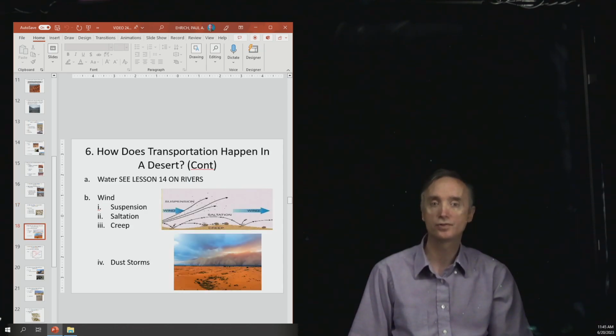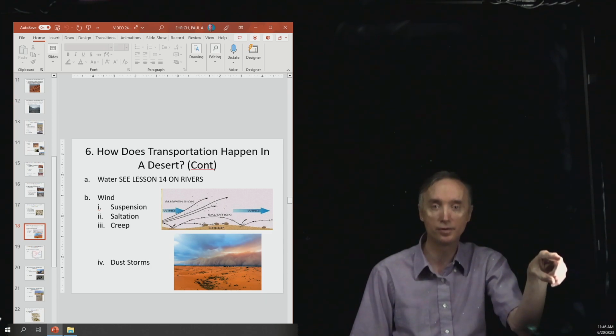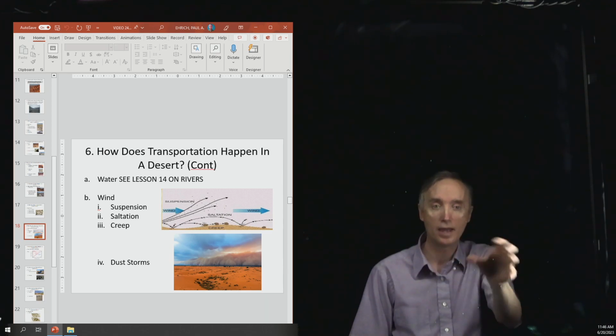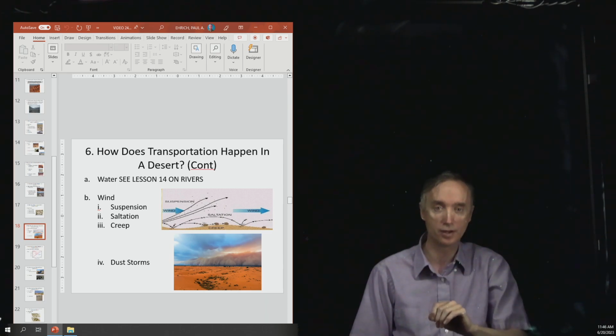So how does transport happen in a desert? It all depends on the strength of the wind. In the case of a river, it all depended on the strength of the water that was flowing in the river. But now we're talking about wind. In a river, you had materials that were suspended. You had materials that were bouncing on the bottom of the channel. And then you also had materials that were rolling and sliding on the bottom of the river channel.